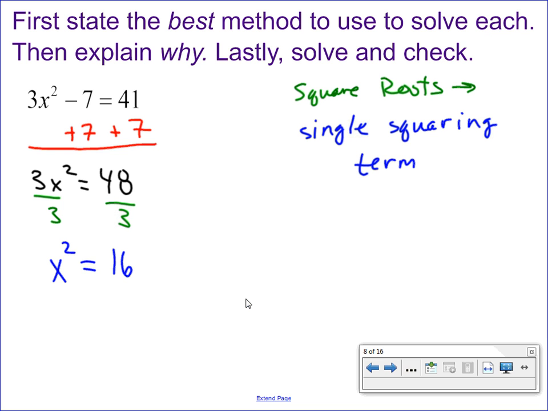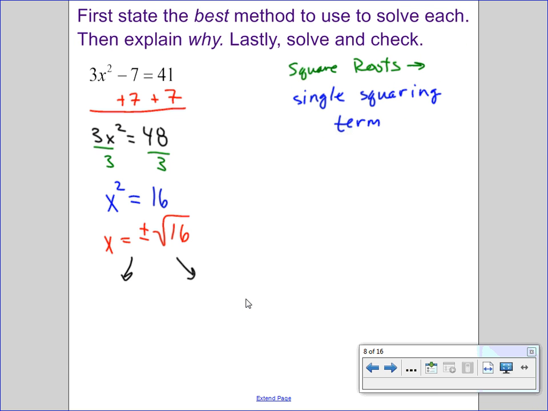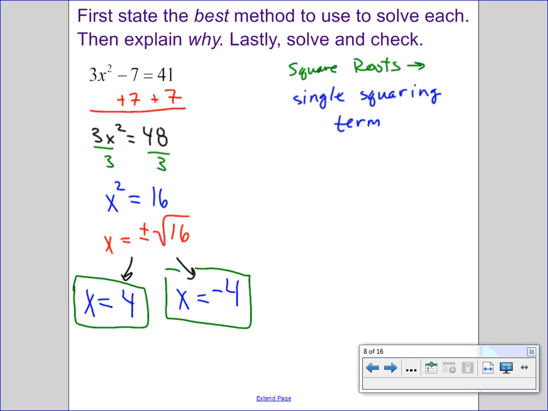And so if x squared is 16, then x must be the positive and negative square root of 16. Sometimes it will reduce, sometimes it won't. But either way, I'll be able to get my two solutions. So x equals positive square root of 16, that would be positive 4, and negative square root of 16 would be negative 4. Awesome. So we've got solving by taking square roots. It's appropriate for use when I've got a single squaring term.